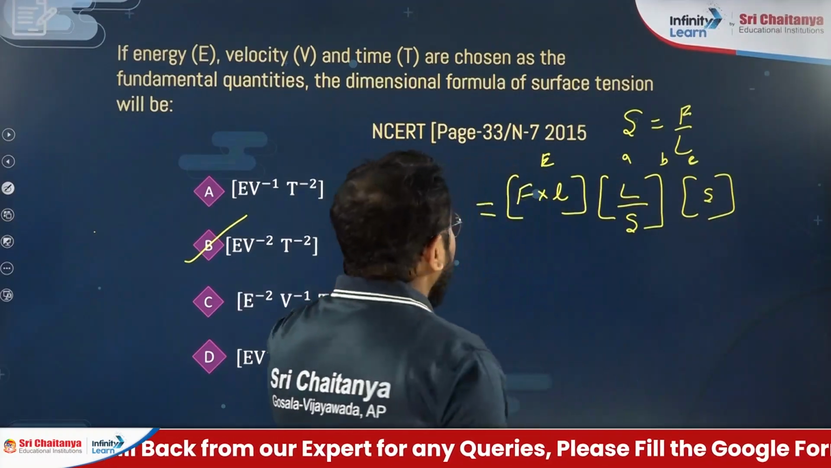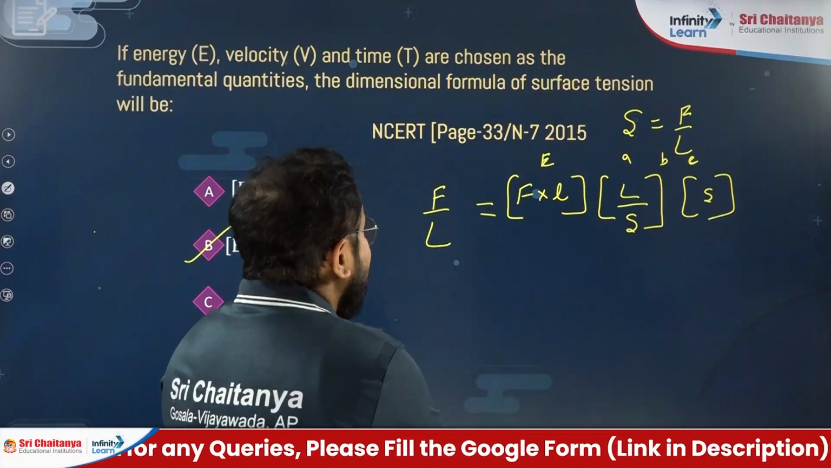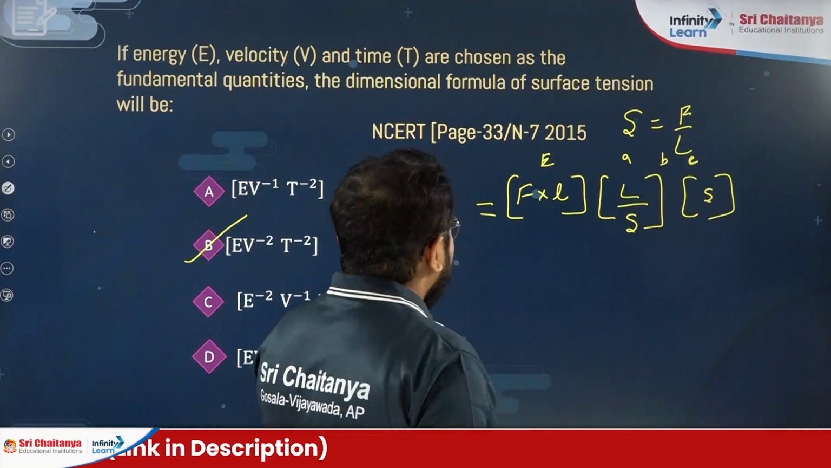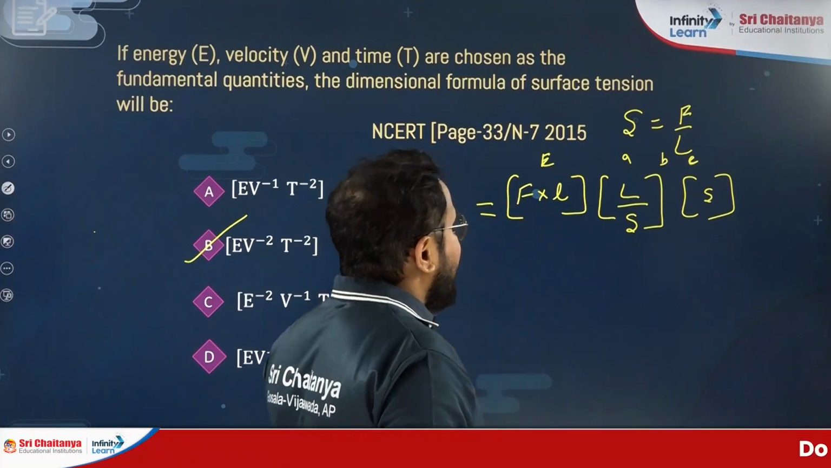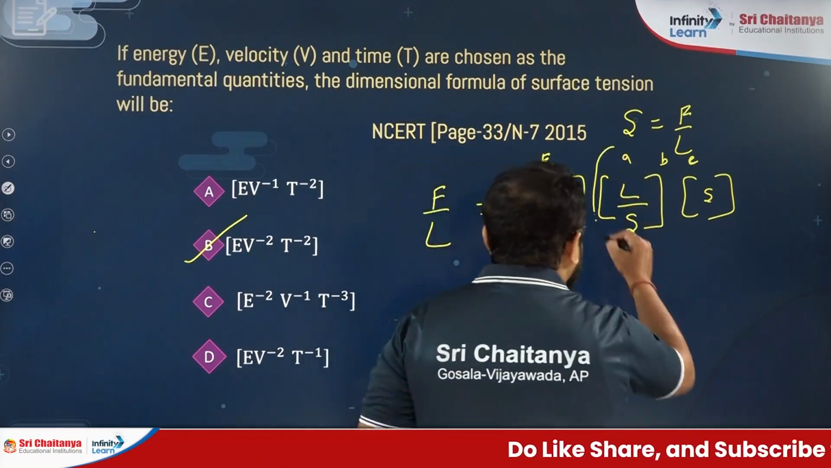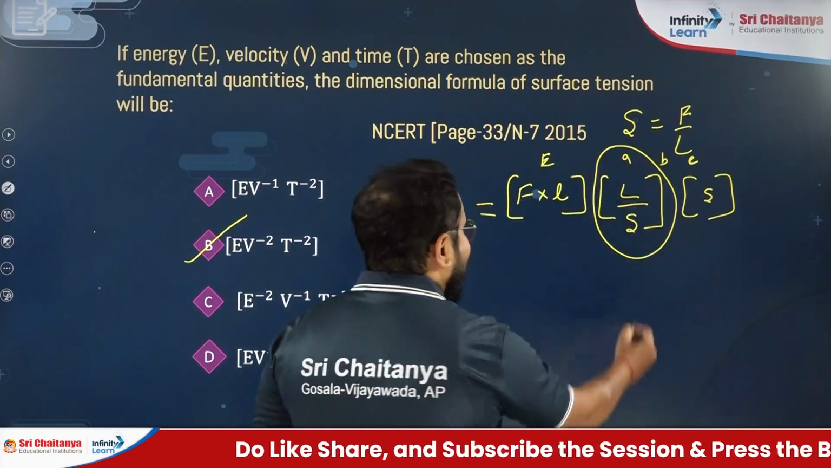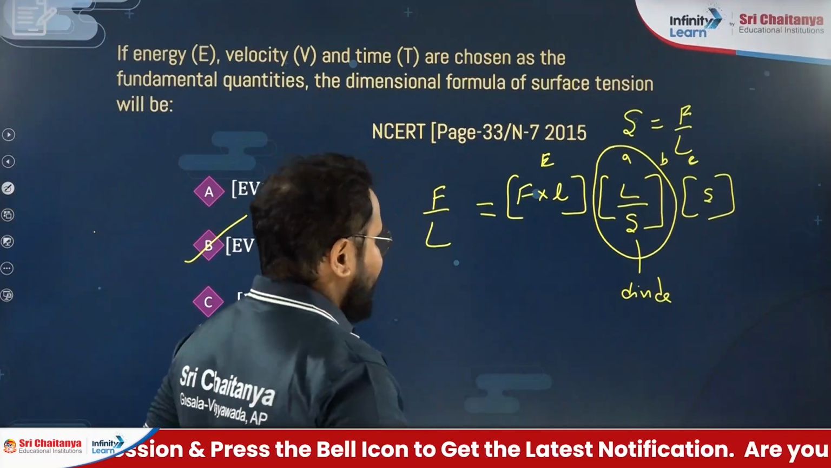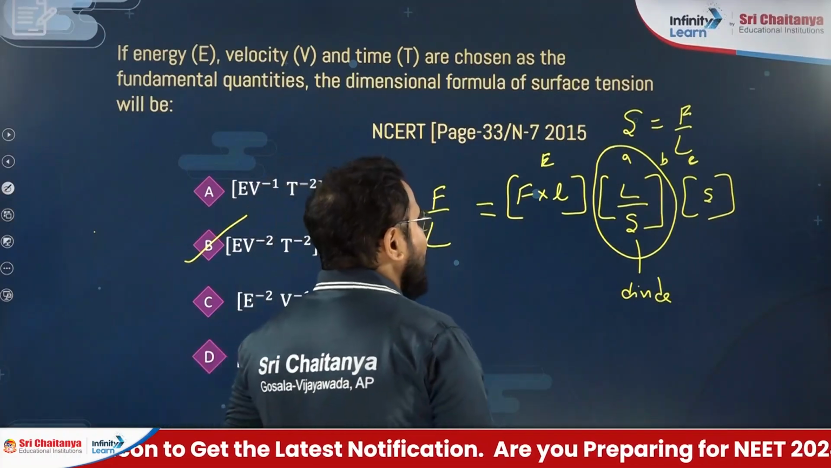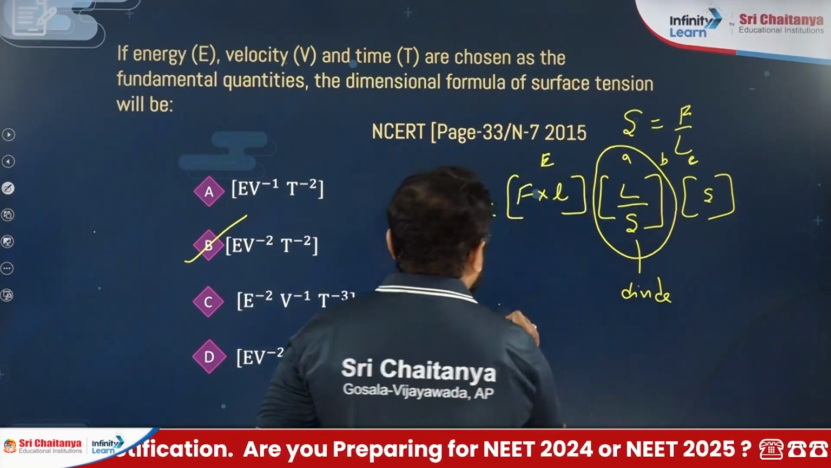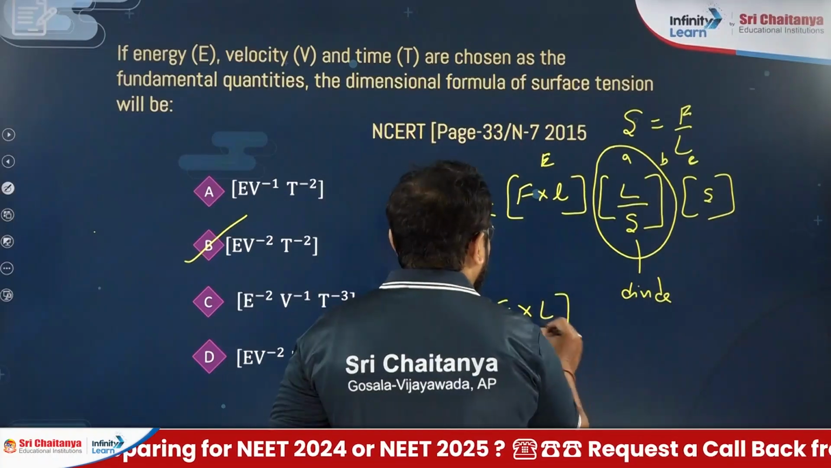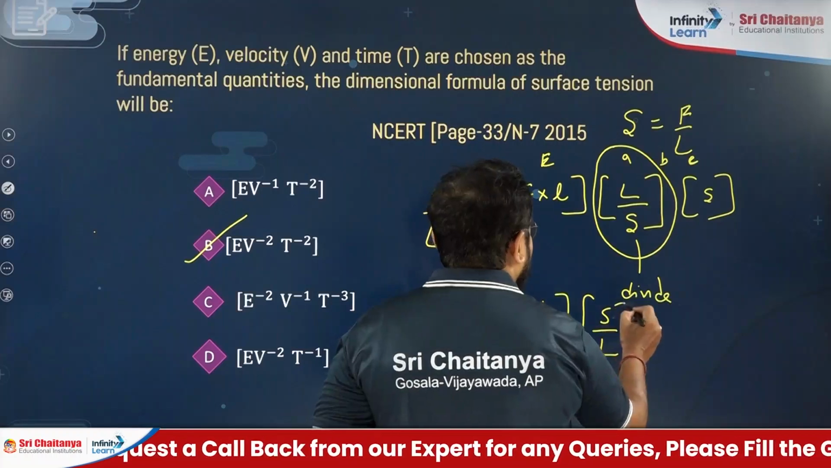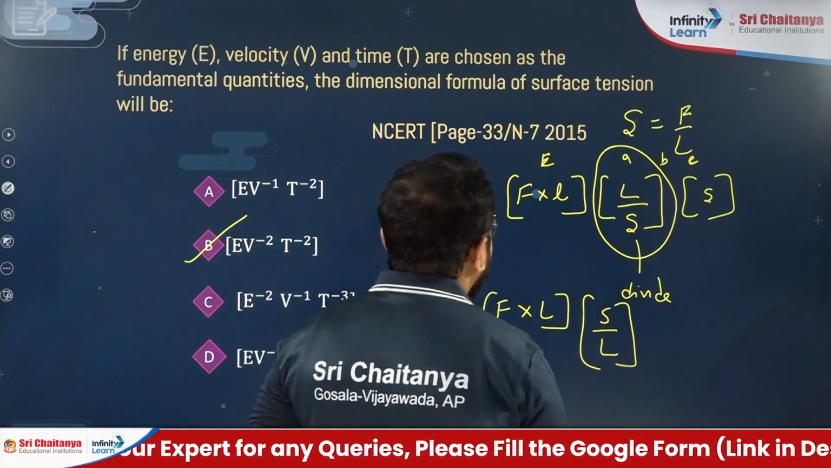What I want? I want F upon L. And what is it over here? This is your F into L. Means I want L should be in division. That means I have to divide with this. Is this thing clear? I have to divide with this. Then only I will get L in division. So as soon as I divide, you can see F into L divided with that. What will it become? S by L. Is it clear?